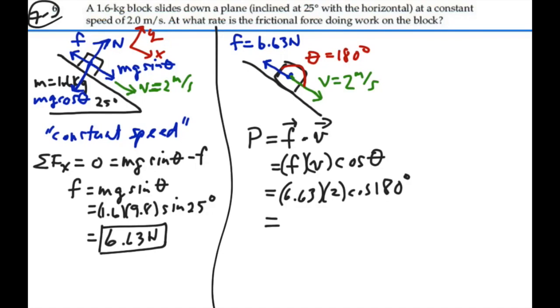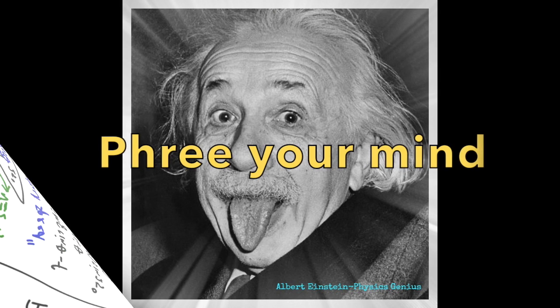And this is equal to, well, since the cosine of 180 degrees is negative 1, this is equal to negative 13.3 watts, joules per second. So that is the power. The rate of frictional force doing work per time is negative 13.3 joules per second, or negative 13.3 watts, the power of the frictional force.